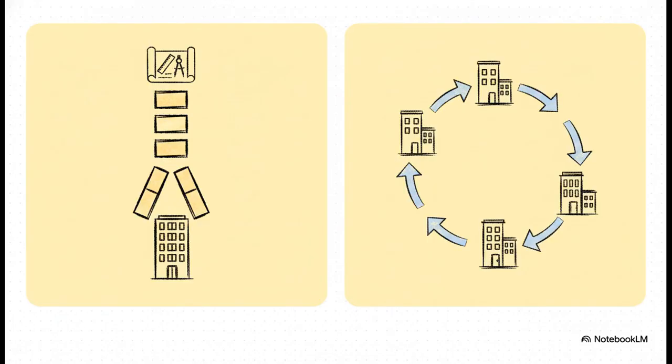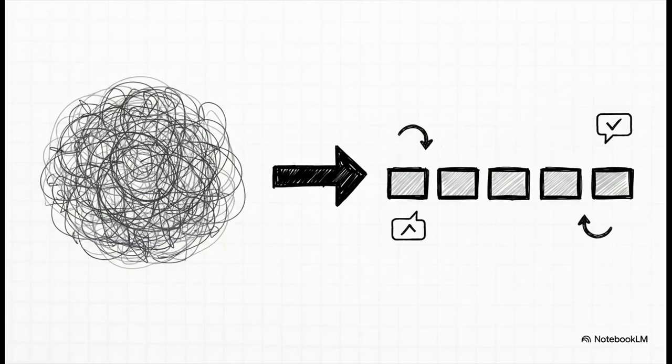So, to boil it all down, the choice really comes down to this. The waterfall model is all about getting the plan perfect before you ever start building. The iterative model, on the other hand, is about starting with a really good plan, but then building, learning, and refining as you go. So, what's the big takeaway here?